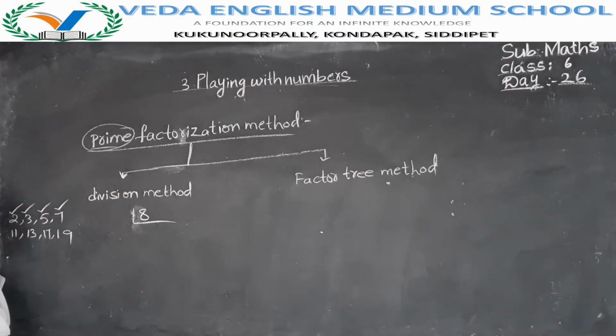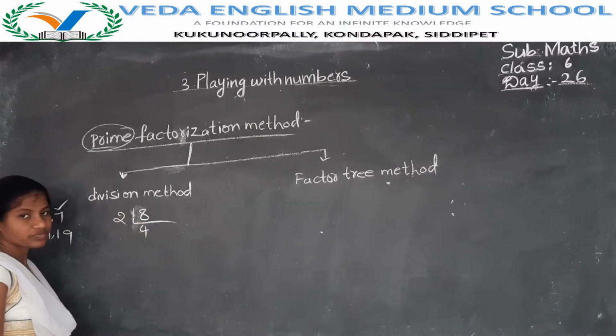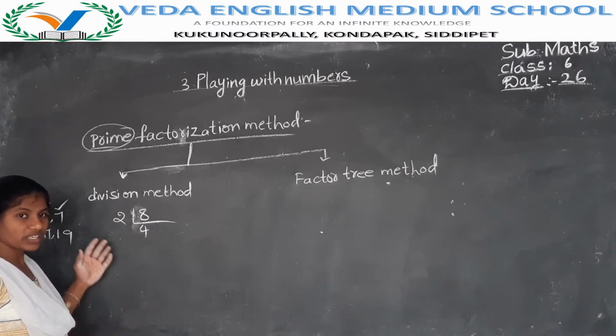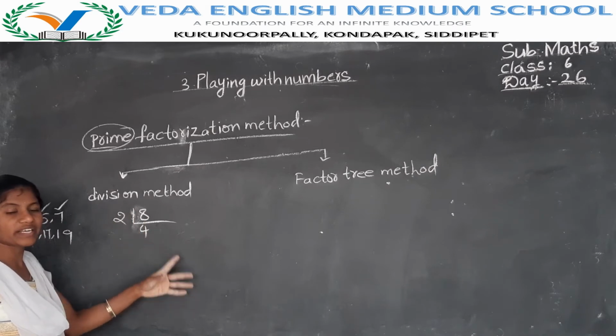Now we'll start with 8 with 2. Is 8 divisible by 2? Yes, it is divisible. So 2 4s are 8.